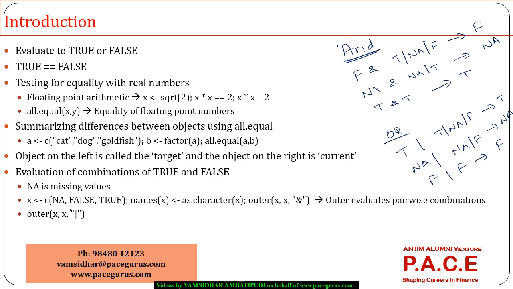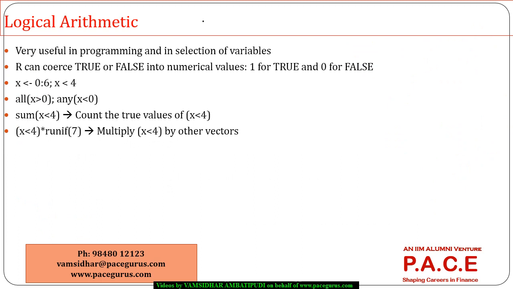So these are the various things that can very well be checked with your outer function as well. So the different combinations of AND and OR logical functions can be understood through this combination. Then the other important area where logical functions play an important role is the logical arithmetic itself. Very useful in programming and the selection of the variables.